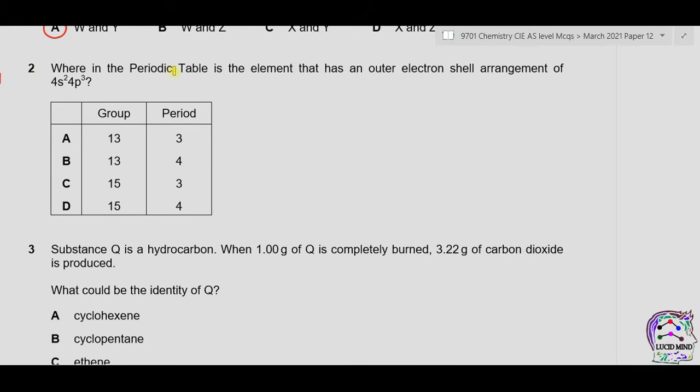Question 2. Where in the periodic table is the element that has an outer electron shell arrangement of 4s2, 4p3? We have to find its group number and period number. Now from this information 4s2, 4p3, we can find out both the period number and the group number. This is principal quantum number. It represents the period number. So we have 4th period in which this element is present.